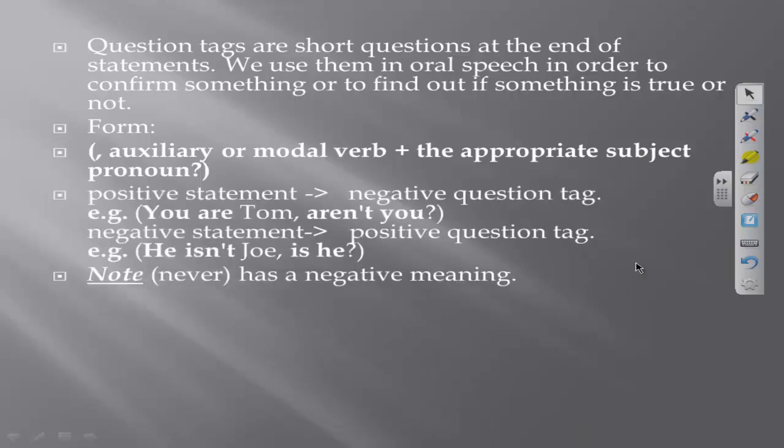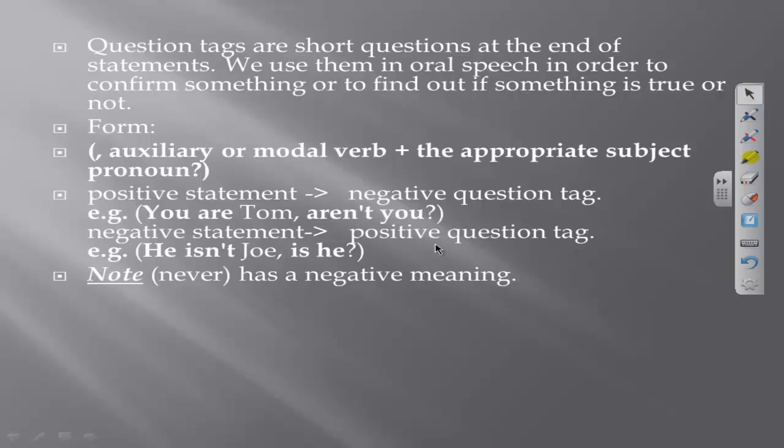In a positive sentence, we change it into a negative question tag. For example, you are Tom. The verb here is are. The negative of are is aren't. Then we put the subject you. Aren't you?